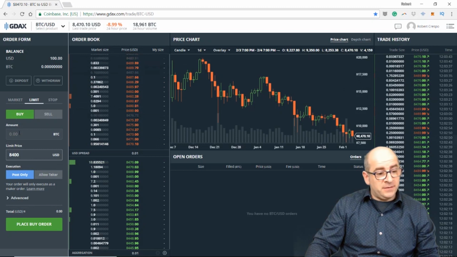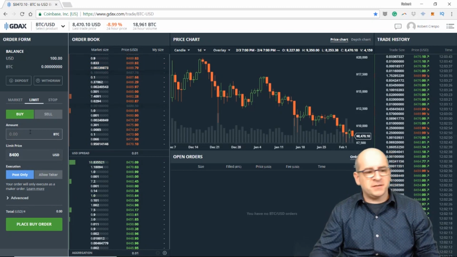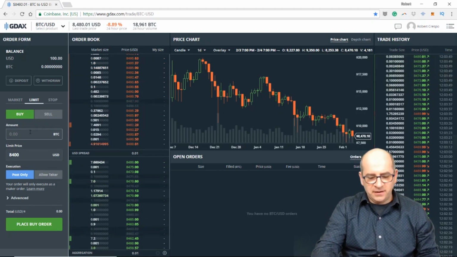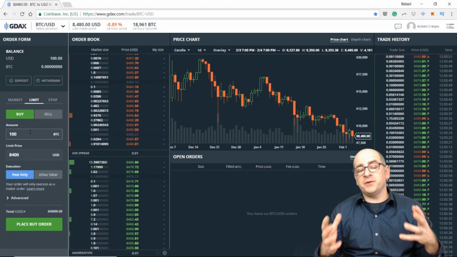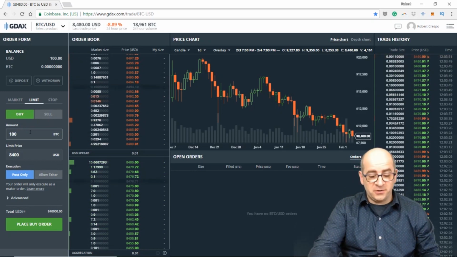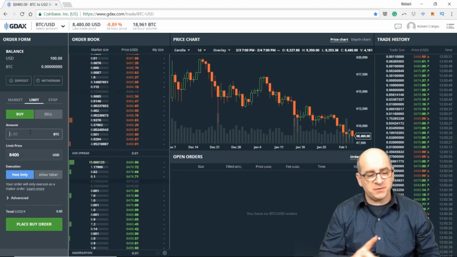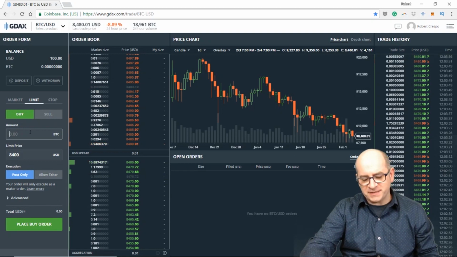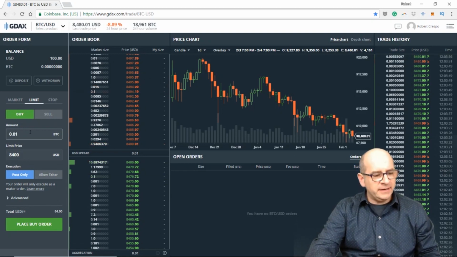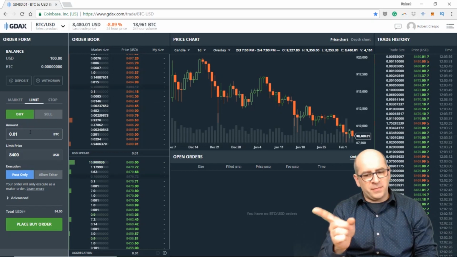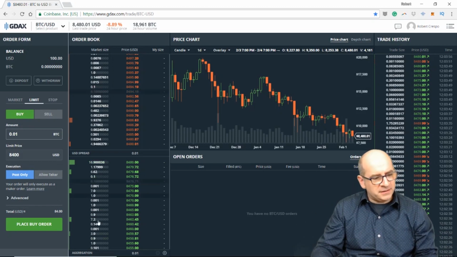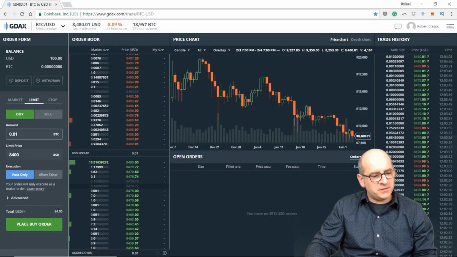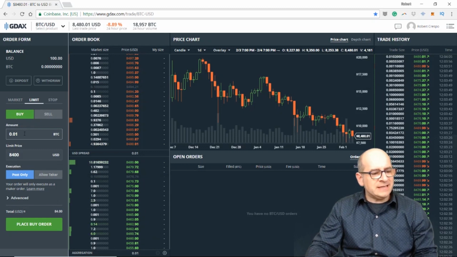Now, in the BTC area here, this is a little bit tricky. Since I have $100, I can't put in 100 here. That would mean I have 100 Bitcoin, which I don't. So this has got to be Bitcoin value. I know about $100 is basically 0.01, and you can see on the bottom here, it'll say total. Okay, so far that 0.01 is actually equal to $84.